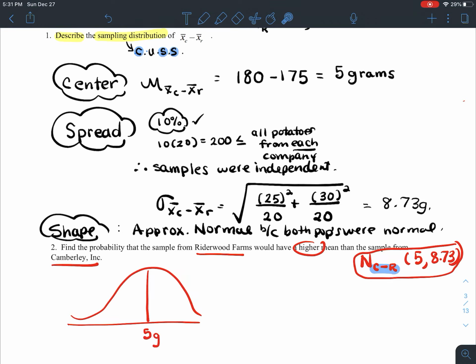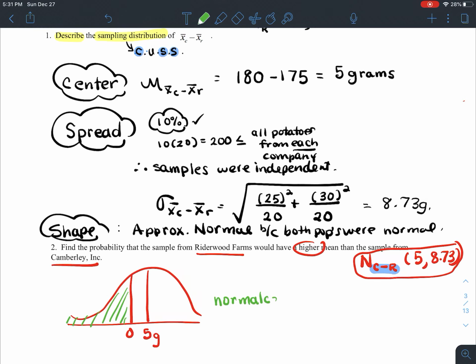Now, if Riderwood is higher than Camberley, and my order of subtraction was Camberley minus Riderwood, this difference would need to be negative. The difference would be negative if Riderwood is a larger number than Camberley. So what I'm really after is anything where this difference would be negative. I'm going to mark where roughly 0 would fall, and shade everything to the left of 0. That represents where Riderwood would be greater than Camberley.